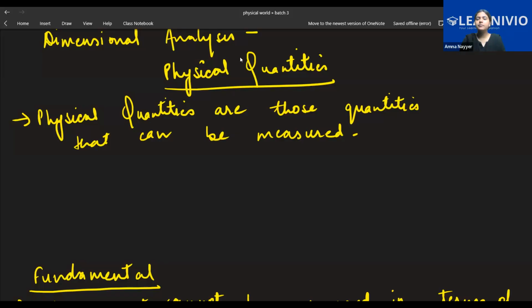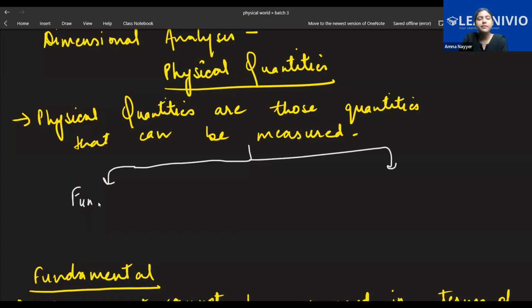Similarly, if I ask you the time, the clock is present, you will see the clock, you will tell me the time, that this is the time right now. It means time can also be measured. If I ask you the weight of something, you can measure, put it on a weighing scale and measure. So mass is also something that you can measure. So all these things which can be measured are called physical quantities. Got it? Yes. Now, physical quantities are categorized into two groups. One is known as the fundamental.